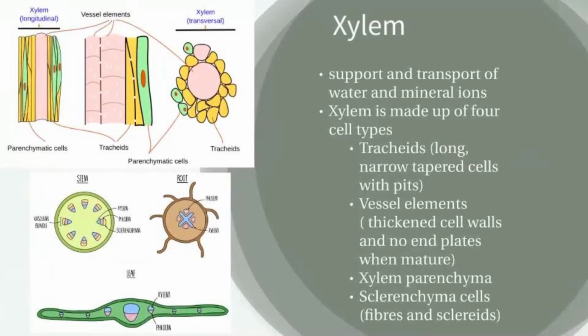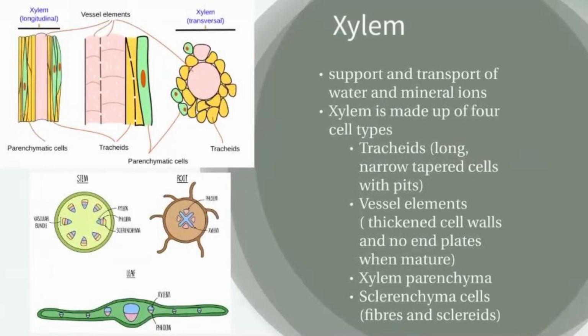The main cell that you need to know about is the vessel elements, and these are large thickened cells that have thick cell walls. They have no end plates, so they form that long tube, and they also have pits in the cell walls, and this allows water to move in and out of the vessel elements within the xylem.